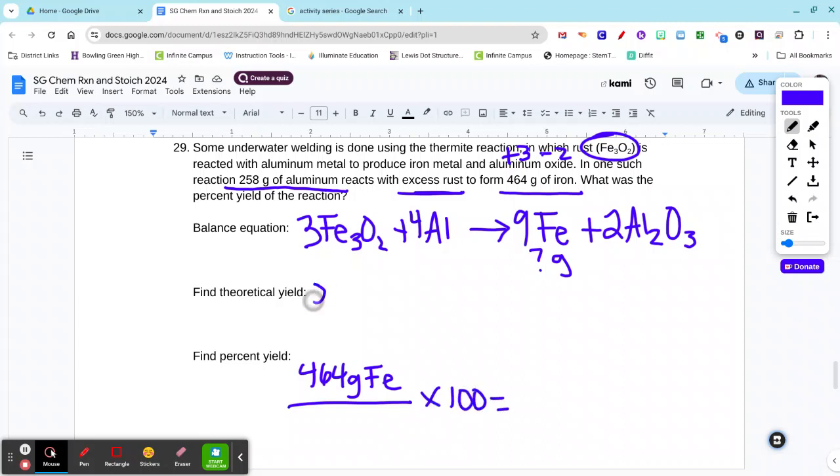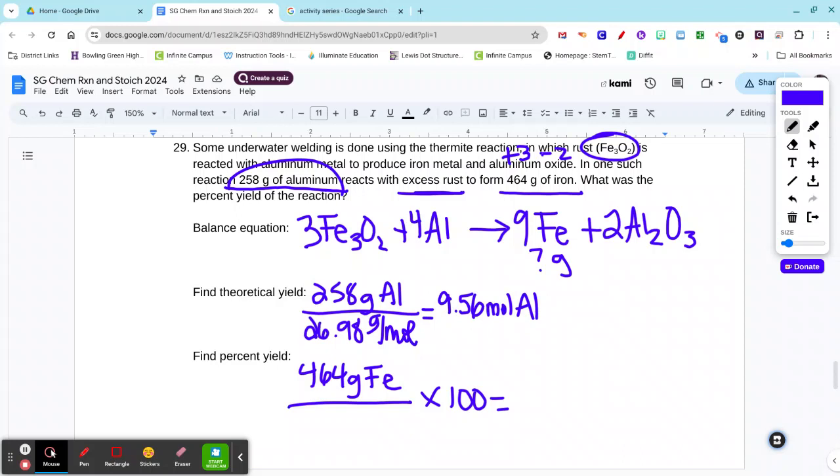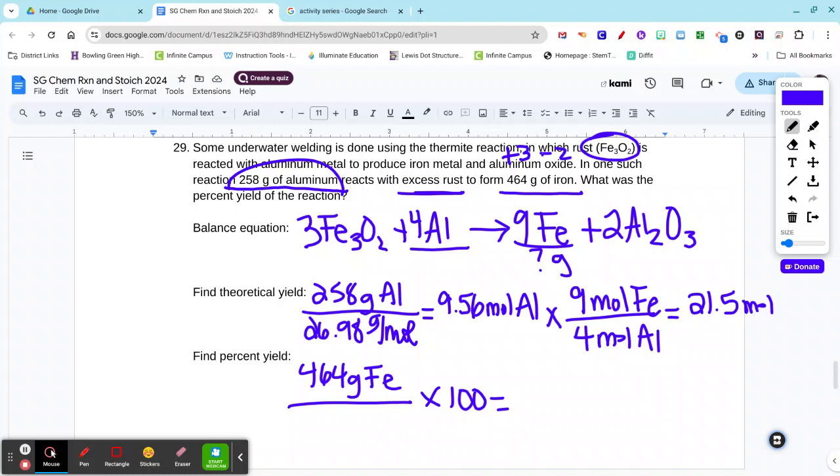Okay, so I'm going to start with 258 grams of Al, because that's what it tells me in the problem. I'm going to divide by my molar mass of Al, which I looked up on the periodic table to be 26.98 grams per mole. That's going to give me 9.56 moles of Al. Okay, then I have to use my equation to go to iron. So my equation says I have 4 moles of just Al right here, and I'm going to 9 moles of Fe right here. Okay, so when I do my math, I get 21.5 moles of Fe.